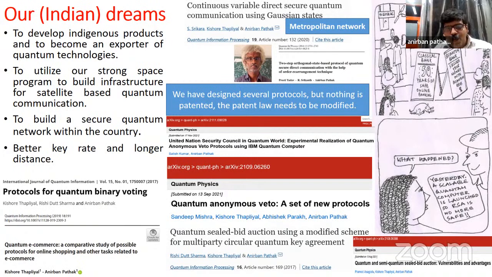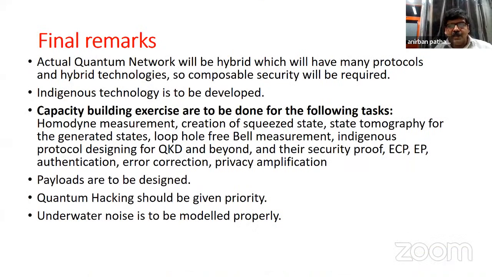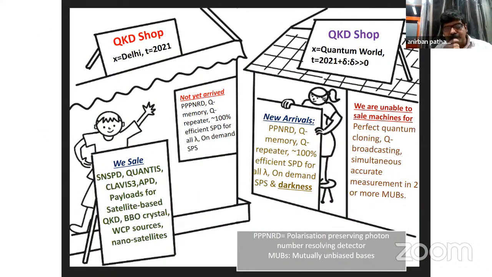Everything else is purchased from abroad, and it takes a lot of time. So engineers have a lot to contribute in the development. So where we stand? Now we have SNSPD. That's the best single photon detector, which a quantum cryptography shop can sell now.